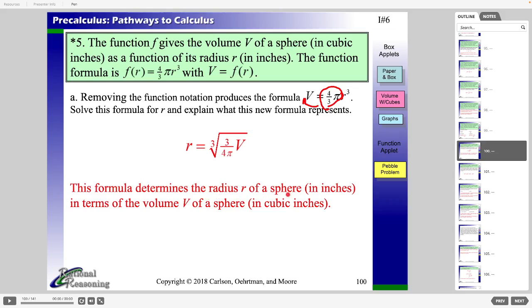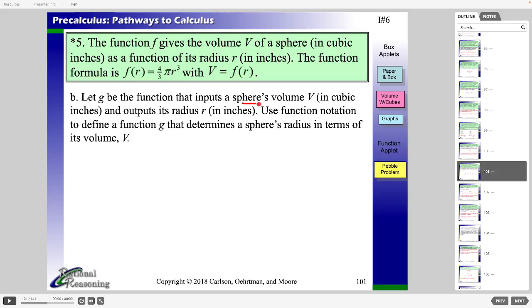This formula determines the radius of our sphere in terms of inches. So if we know the volume, we can find the radius. Before we were doing this with a graph. We looked up on the graph, here's the volume, what kind of radius does it have? We can also use this formula.